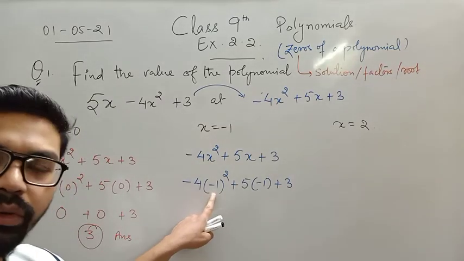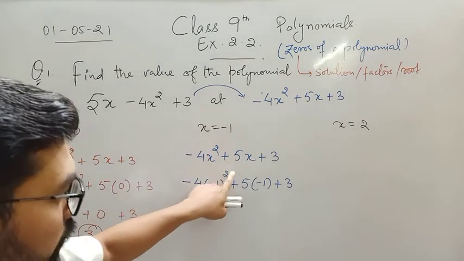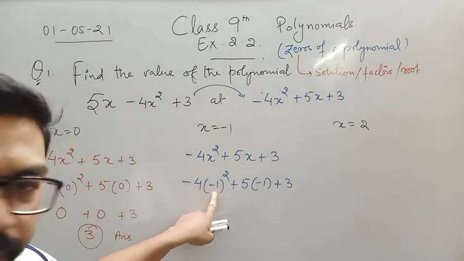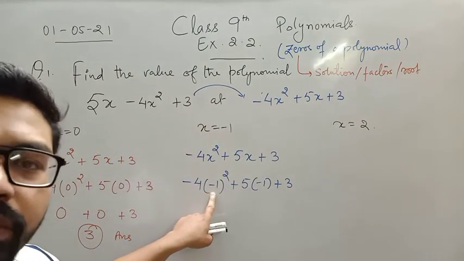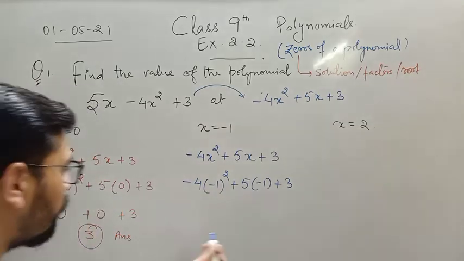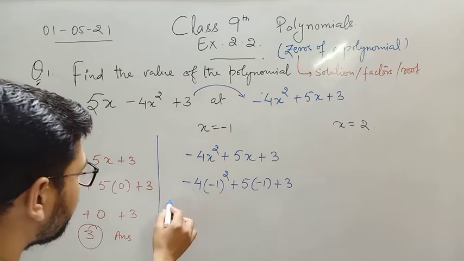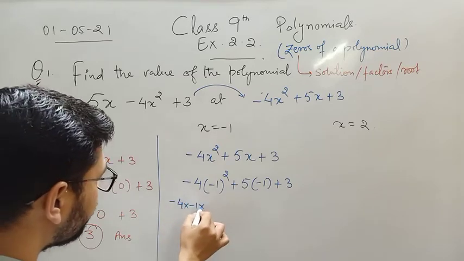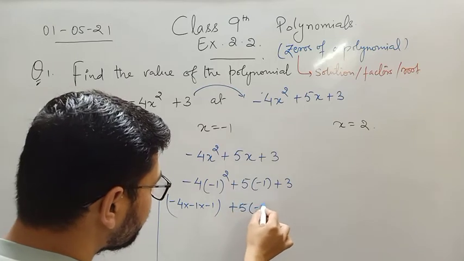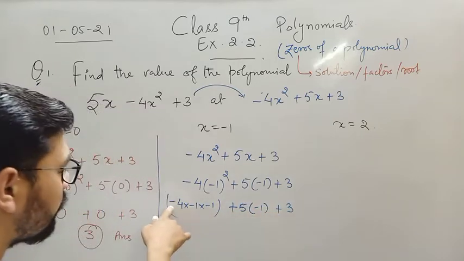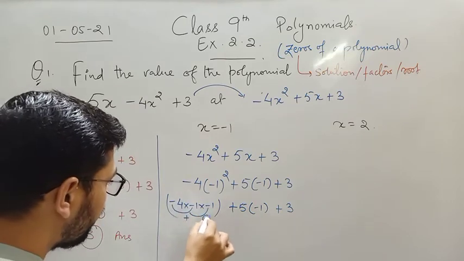As I have already told you in the earlier videos, if you have an even power of minus 1, then it comes out to be plus. Or if you still have any doubt, you can simply write minus 4 into minus 1 into minus 1, 5 into minus 1 plus 3. So minus minus is plus, plus minus minus. So what will you get?